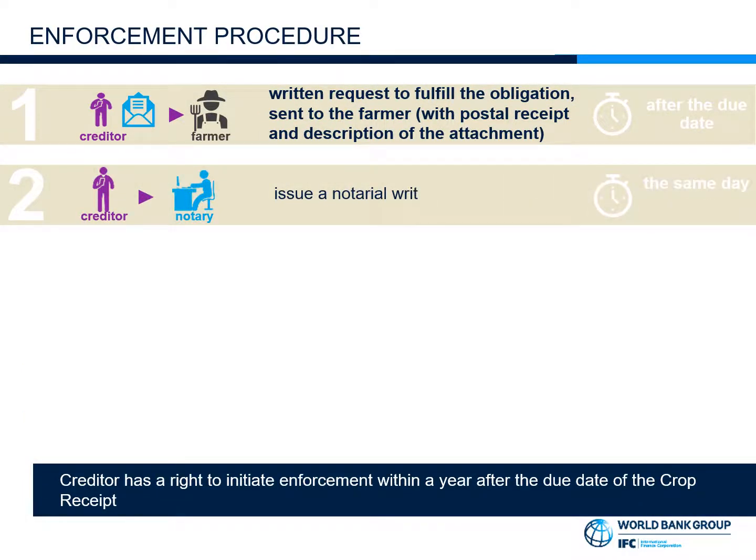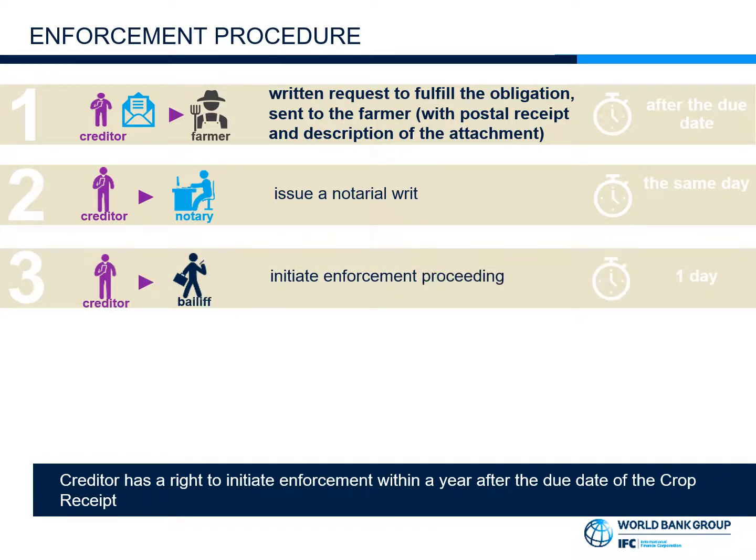Step 2. Notary issues a notarial writ on the crop receipt. Step 3. The notarial writ is valid for 1 year, and during this period, the creditor can address a private or state bailiff to start the enforcement proceeding.